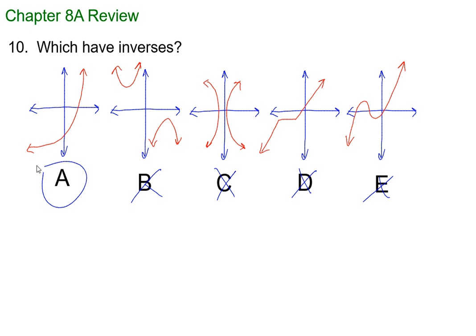If you can find a horizontal line that hits 2 or more points, it does not have an inverse. It fails the horizontal line test. It is not in a one-to-one correspondence. You can't go backwards. Or in the vernacular, some girls are dating more than one guy. Right? Okay?